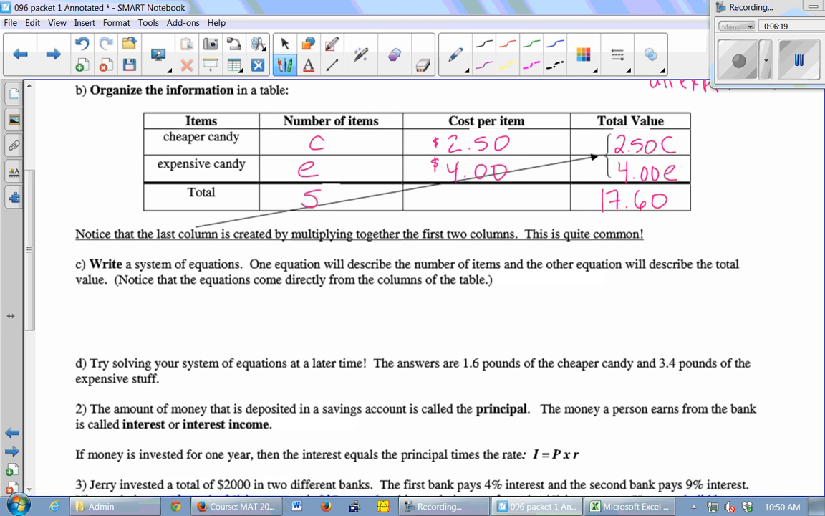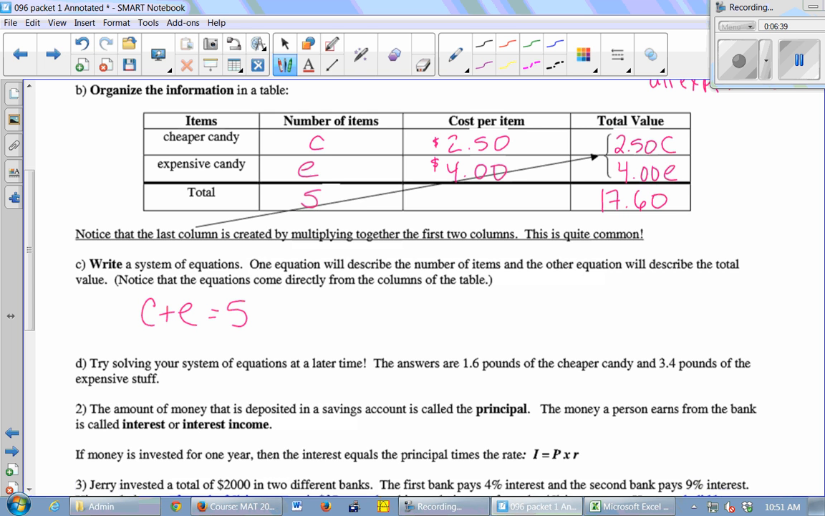Yep, C plus E has to equal 5, because C is the number of pounds of cheaper candy. E is the number of pounds of expensive candy. When I put them together, I'm supposed to get 5 pounds total. Okay, so I've got C plus E equals 5. And then another equation.